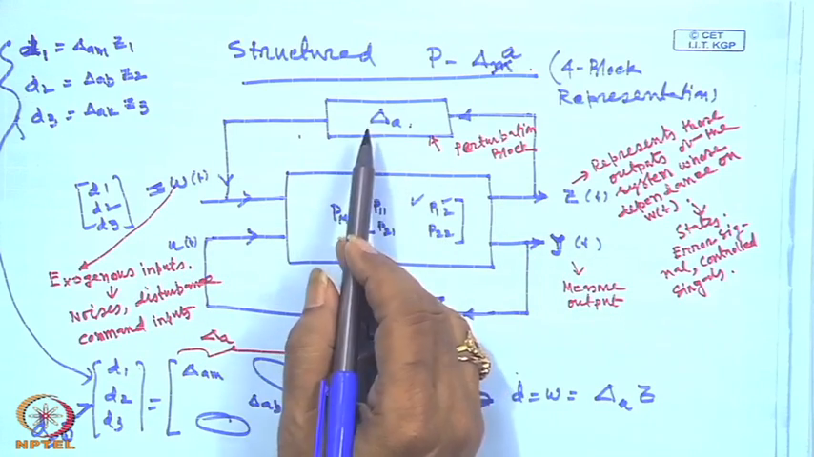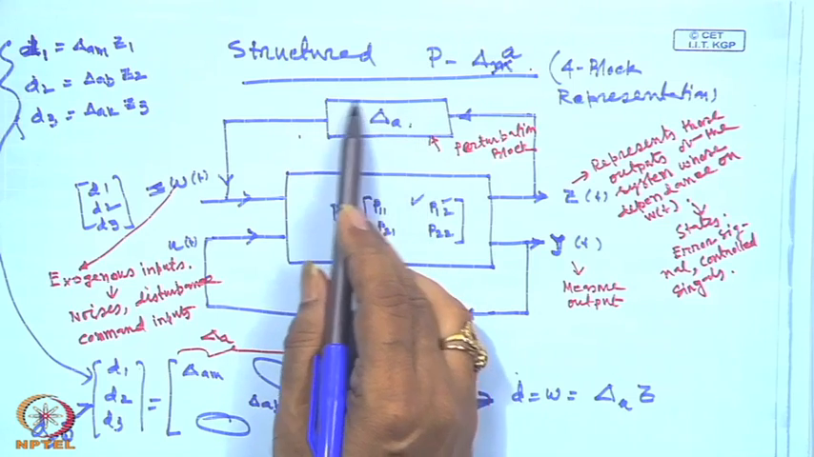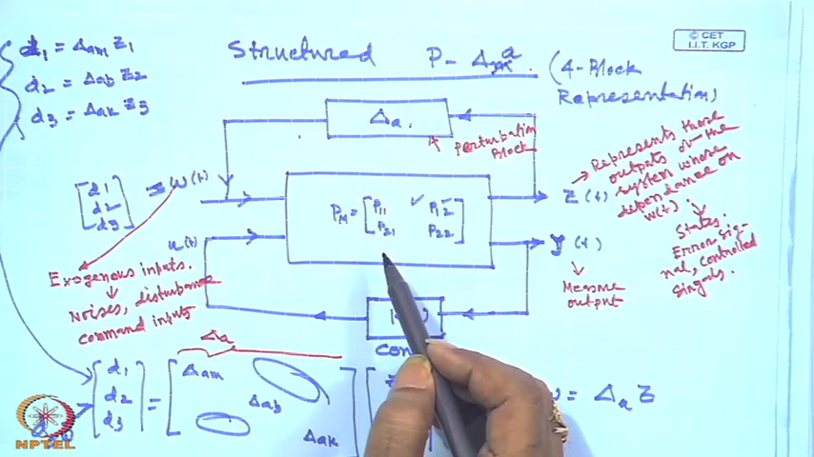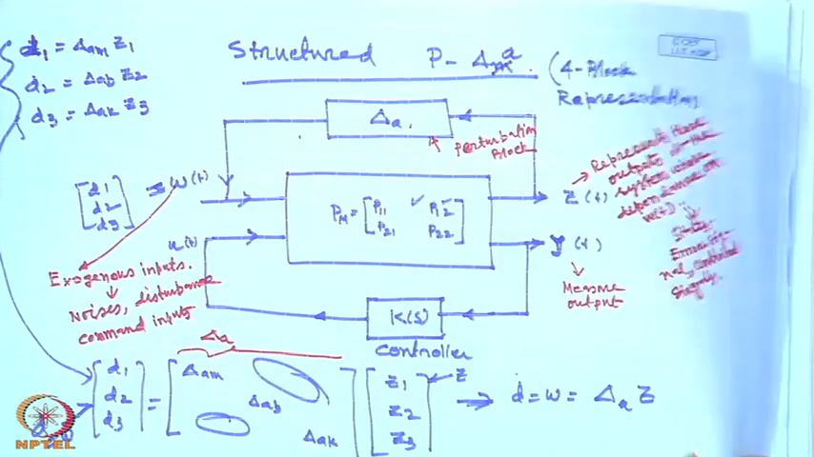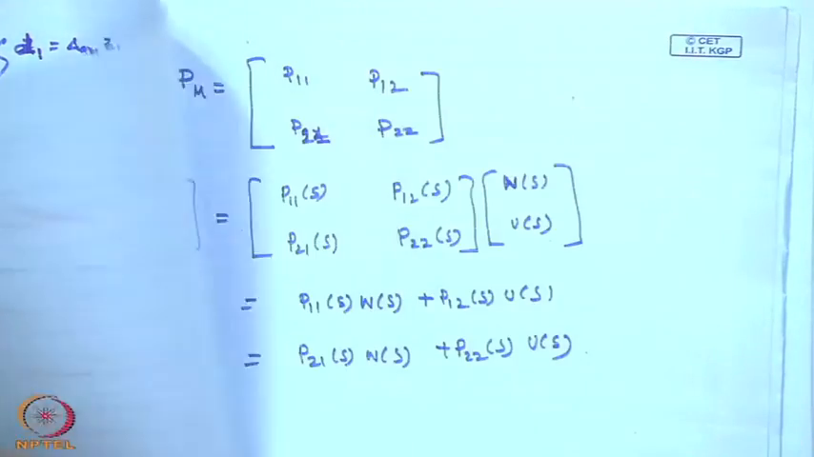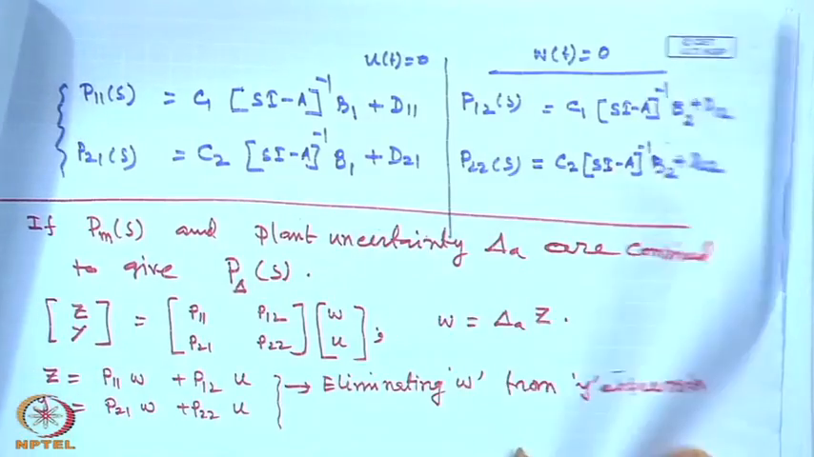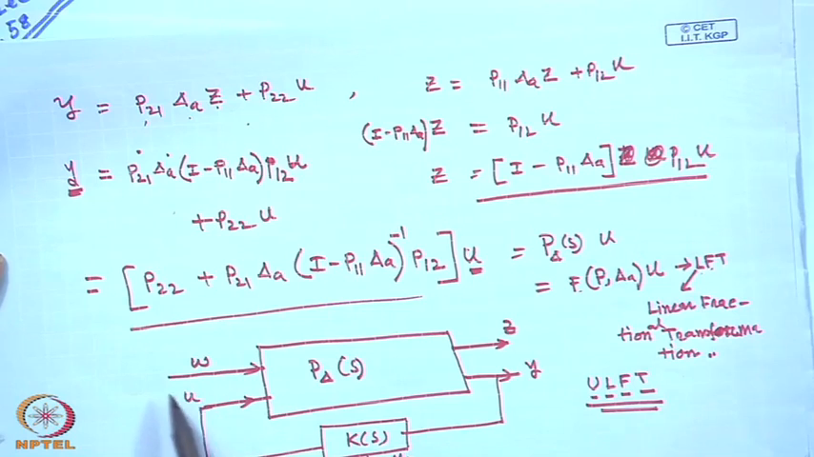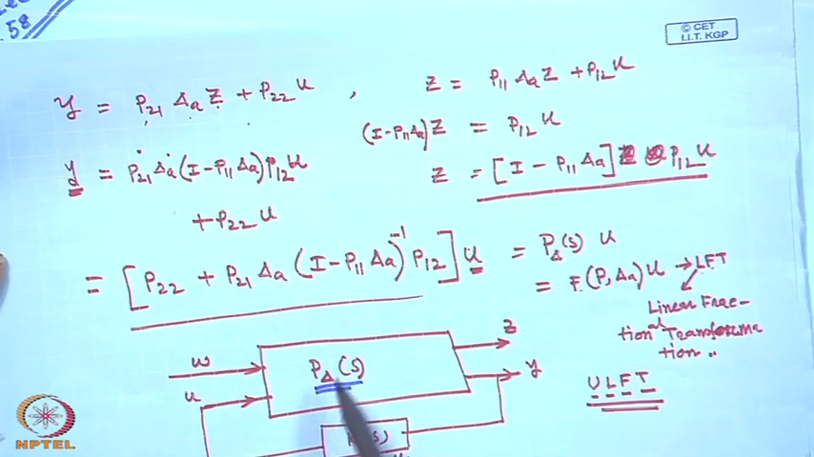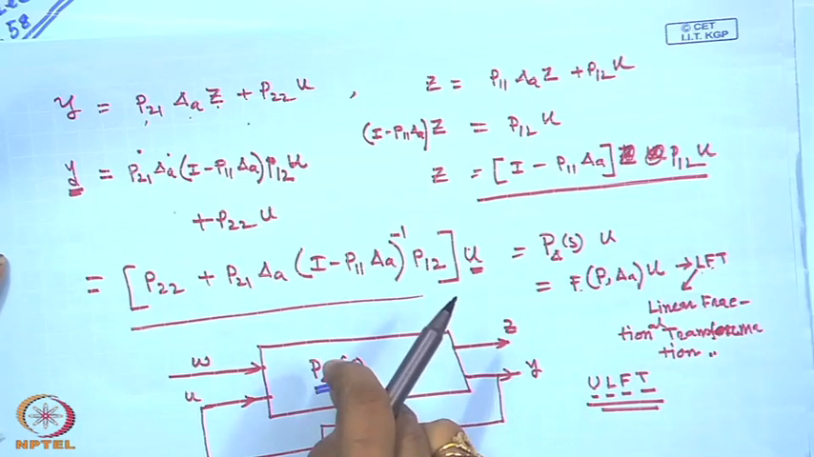So, if you are interested to merge the perturbation block into a P block, then we have to eliminate W from this expression. So, ultimately you are eliminating W, and we got this expression. Then you got this expression, that the P delta structure in P block, the delta, the perturbation block is entered here.